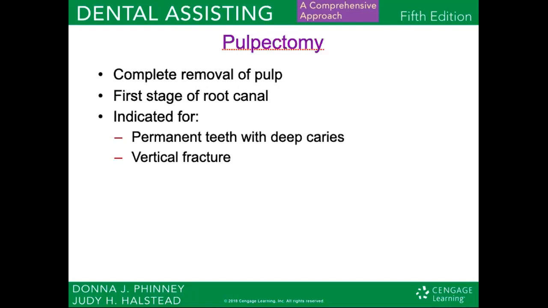A pulpectomy is the removal of all pulpal tissues beginning in the coronal portion of the tooth and terminating about 1 to 3 millimeters short of the apex of the tooth in the root canal. It is the first stage of the root canal as it cleans and enlarges the canal. It is indicated for permanent teeth with deep caries or teeth with vertical fractures.